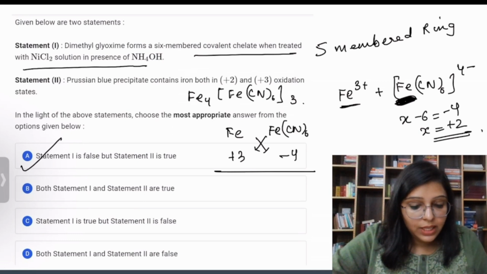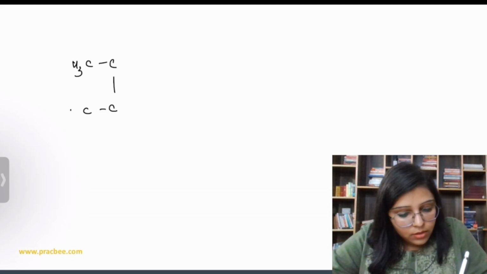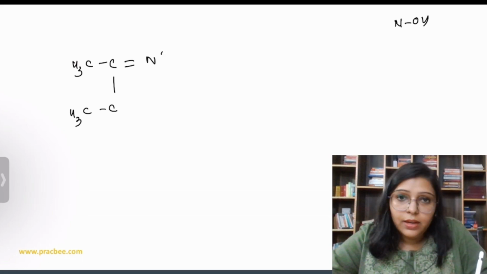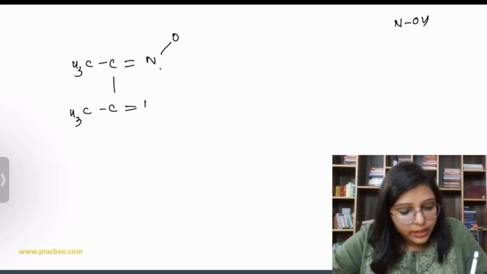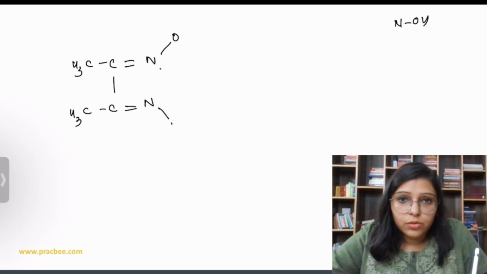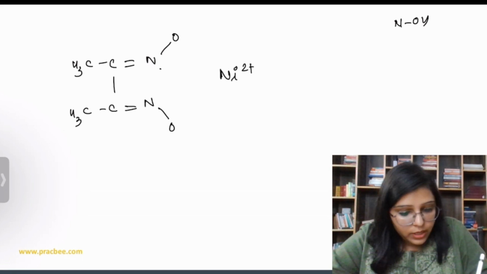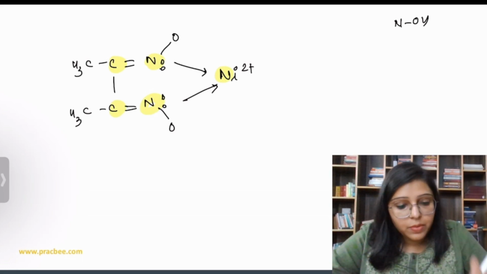Now statement 1, DMG, dimethylglyoxime. So dimethyl, CH3, oxime. In the oxime we have NOH, so we write double bond N, and that is O. Here too we write double bond N, and that is O. Understood? Now Ni2+ is there, so here nitrogen can form the complex. Can you see this? 1, 2, 3, 4, 5. So we can have a 5-membered ring.